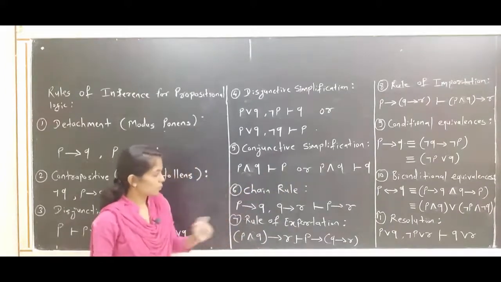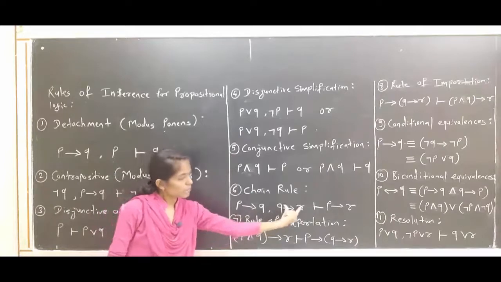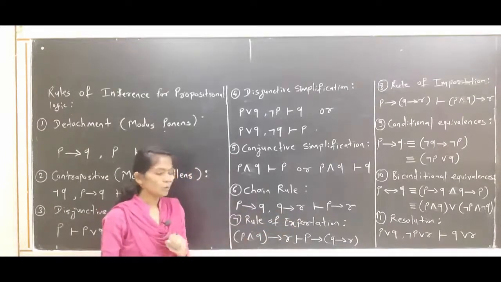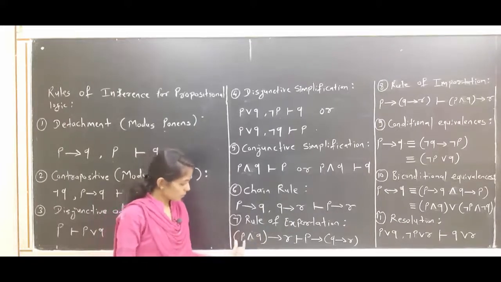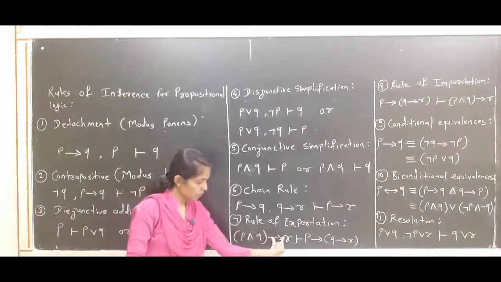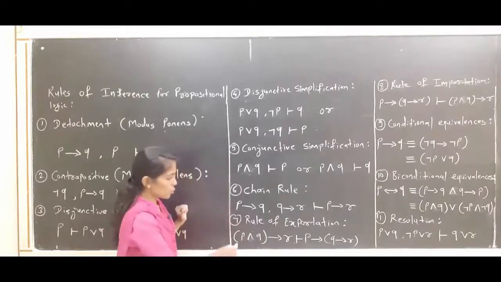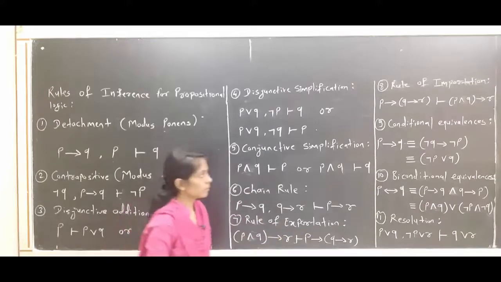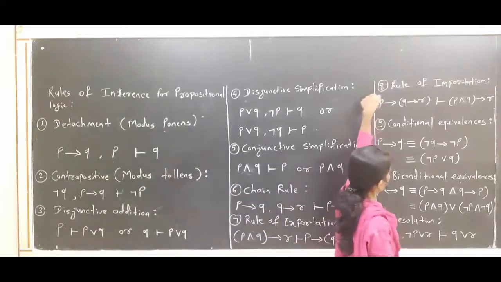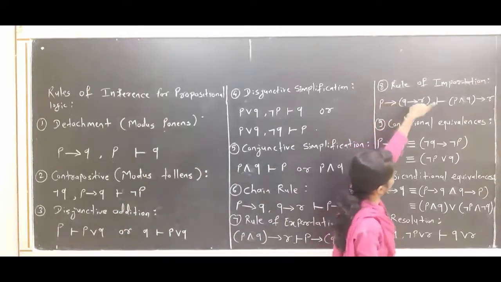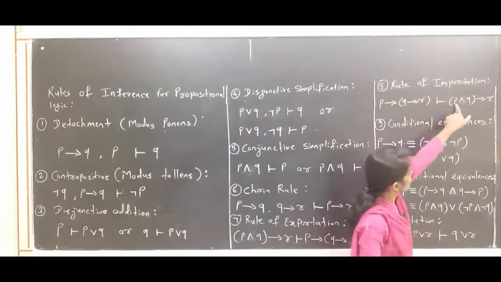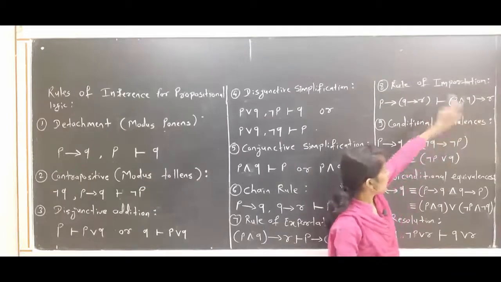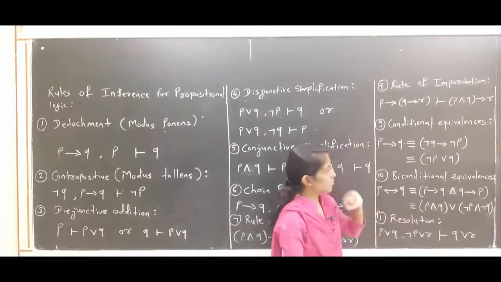Okay, now chain rule. P implies Q, Q implies R, we get the conclusion P implies R. Next, rule of exportation. P and Q implies R, conclusion P implies Q implies R. Okay. Now rule of importation, P implies Q implies R, conclusion P and Q implies R. So that is importation.